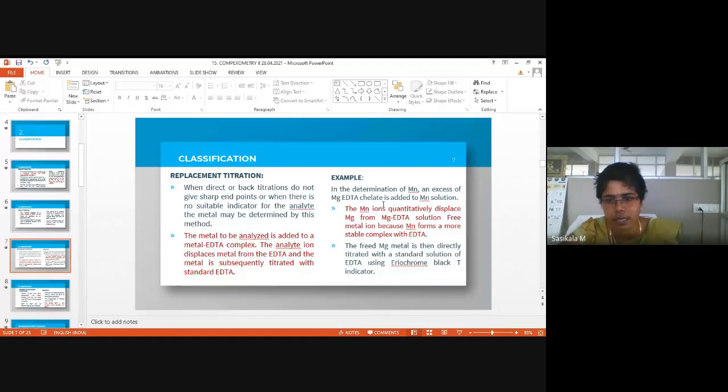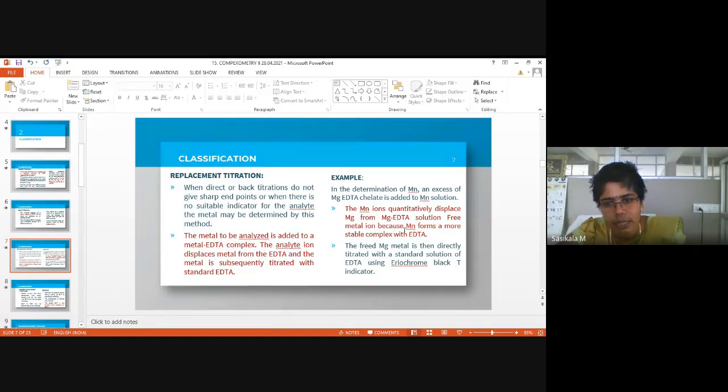Here you can find an example of that. In the determination of manganese, an excess of magnesium EDTA chelate is added to the manganese solution. So magnesium is the first metal that has already formed a complex with EDTA, the magnesium EDTA chelate. To determine the manganese concentration, we add manganese to this complex. Manganese will replace the magnesium, and the replaced magnesium will be titrated back with the EDTA. So the displaced metal ion will be titrated.